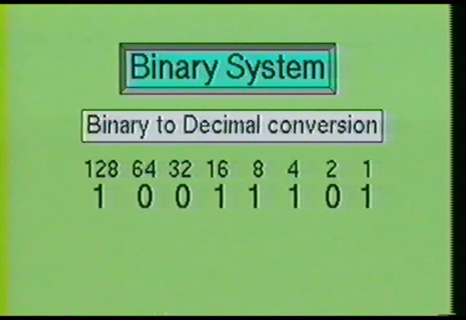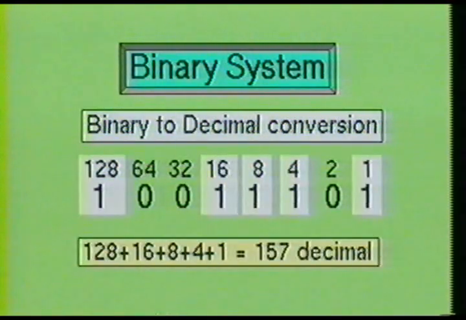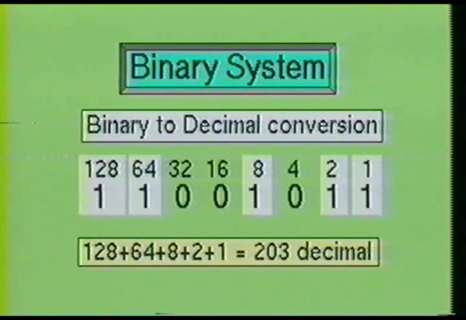When converting from binary to decimal, you simply add the values of each bit which contains a 1. As you can see in the byte being illustrated, we have 128 and a 16 and an 8 and a 4 and a 1. When we add 128 plus 16 plus 8 plus 4 plus 1, we acquire the sum of 157. Now let's change the value of the byte and see what the decimal number becomes. As you can see, we have 128, a 64, an 8, a 2, and a 1. When we add 128 plus 64 plus 8 plus 2 plus 1, we acquire a sum of 203 decimal.